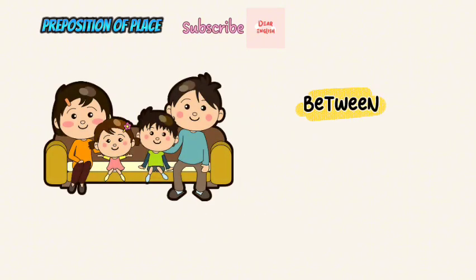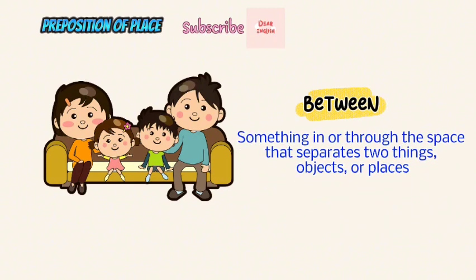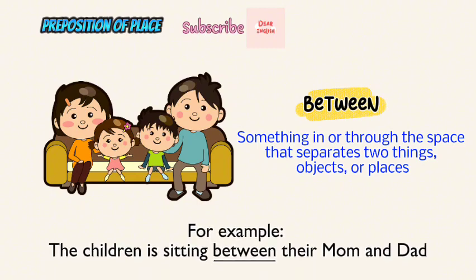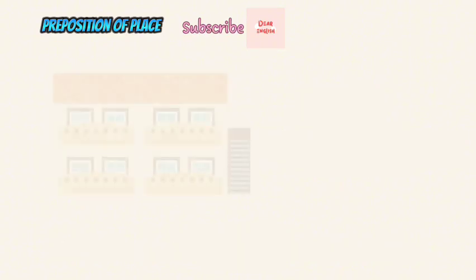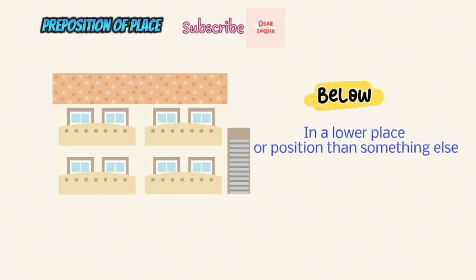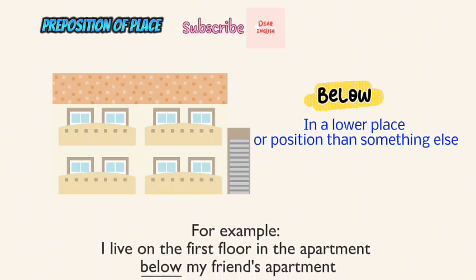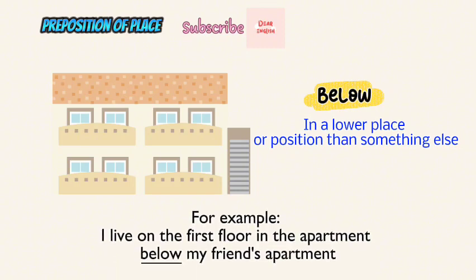Between. Something in or through the space that separates two things, objects, or places. For example, the children is sitting between their mom and dad. Below. In a lower place or position than something else. For example, I live on the first floor in the apartment, below my friend's apartment.